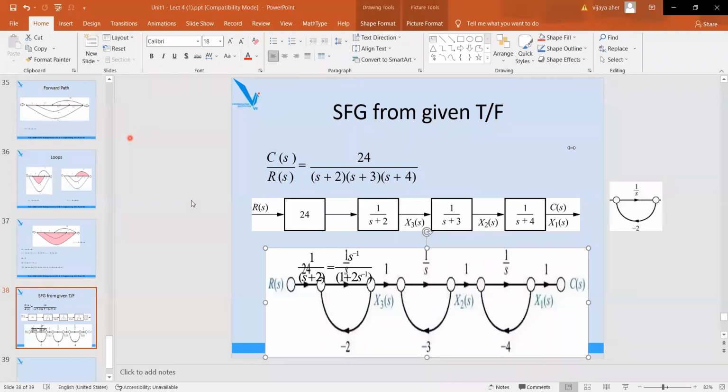Yes, ma'am. So for the given transfer function, C of S divided by R of S, this is the transfer function equation, 24 divided by S plus 2, S plus 3, S plus 4. So you can draw the signal flow graph for this transfer function like this. Okay, so this is the signal flow graph.